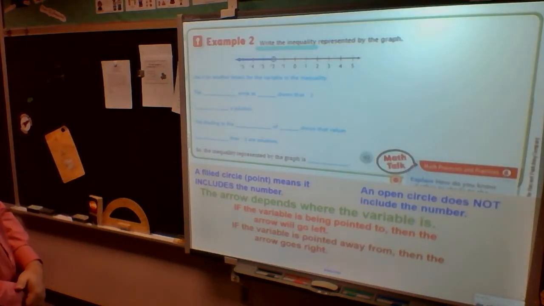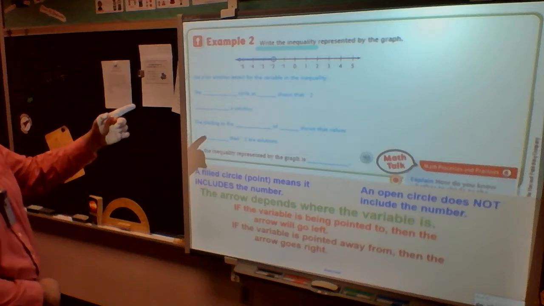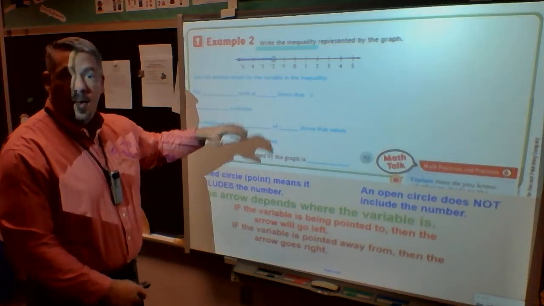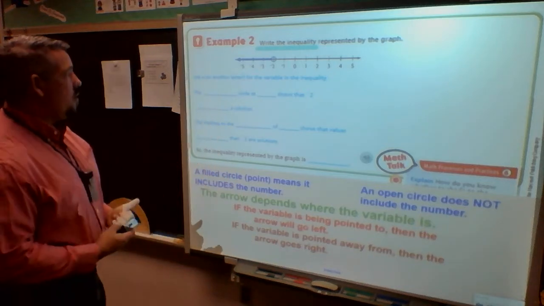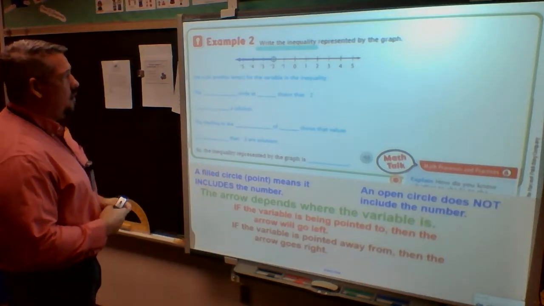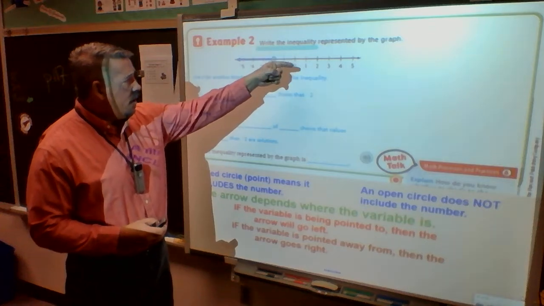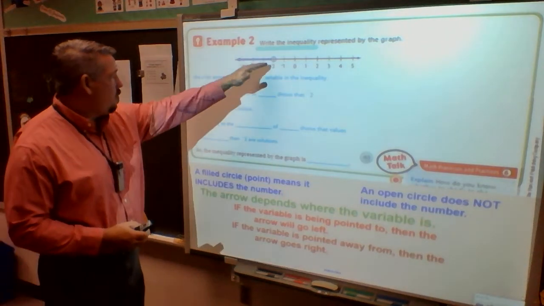So we go to this one. This one, I'm given the graphed inequality, and now I have to write the inequality. So I'm going to go in reverse. I'm going to do what I explained on that very first screen. So write the inequality that's represented by this graph.